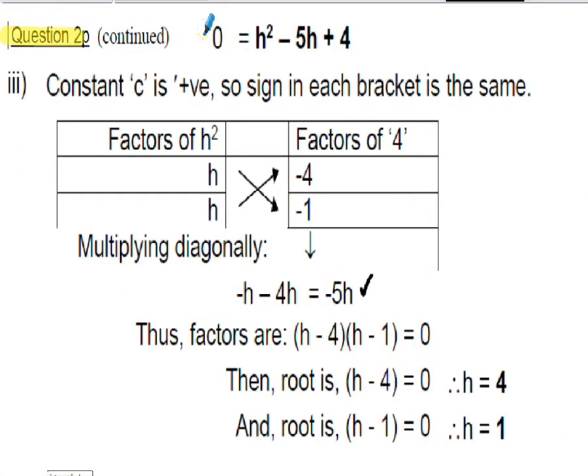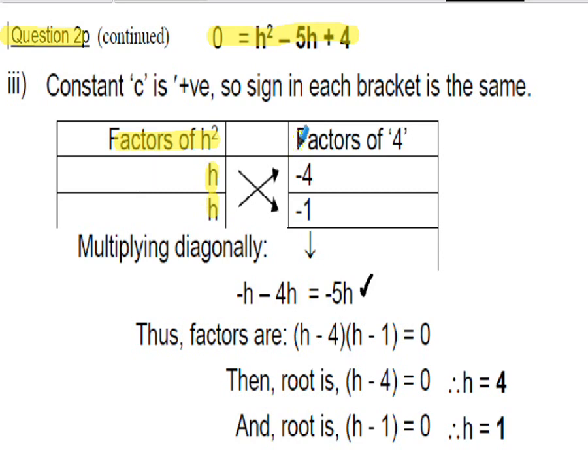Question 2p continued. I just repeated the quadratic equation from the previous slide for convenience. So now we've got to factorise the above quadratic equation in H to find the solutions. So using the method of factors here, I first of all try and find the factors of the h squared term, so in this case that will be h multiplied by h, factors of the h squared term.